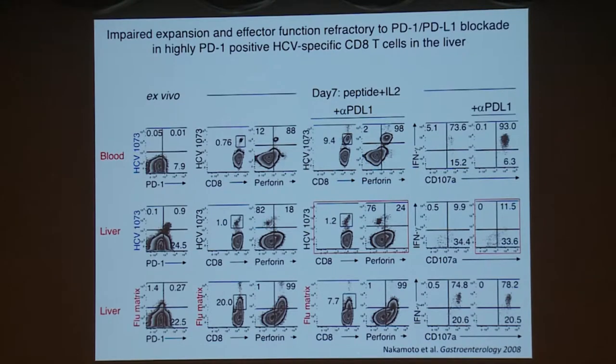In contrast, although the number was high, highly PD-1 positive HCV-specific CD8 T cells in the liver were dysfunctional. And surprisingly, they were refractory to PD-L1 blockade, as shown here, perforin low and still interferon-gamma production low. Of note, this is not specific to liver, since intrahepatic influenza-specific CD8 T cells, as shown here in the same patient, expanded efficiently with high effector function.